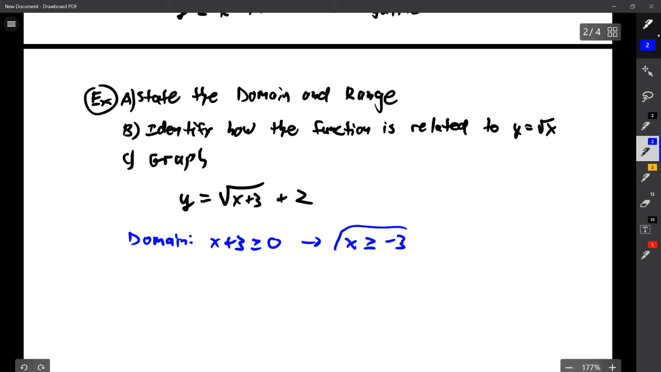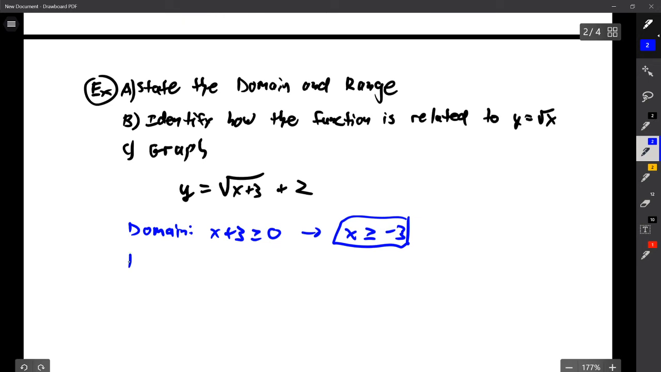Okay, that's my domain. Then my range, well, I note that I have this k value of 2. That's that right there. Okay, a positive 2. And I also note that it is a positive square root, so it opens upward. So then what that tells me is my range is y is greater than or equal to 2.